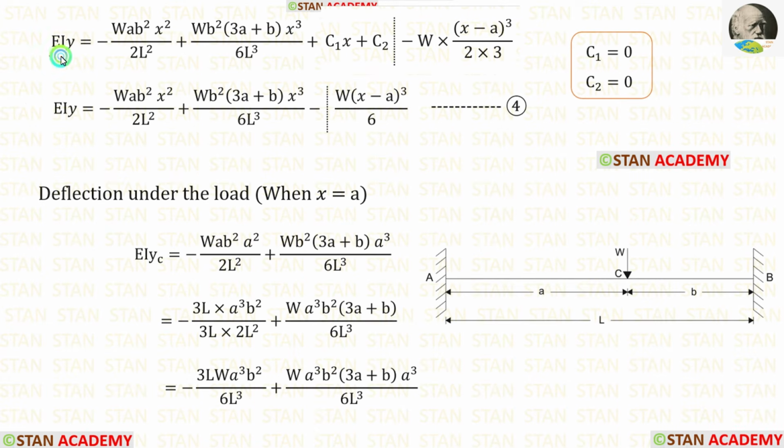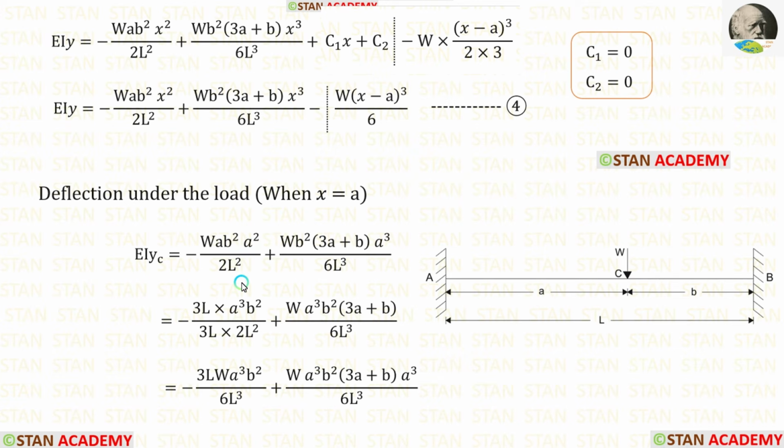In the EIy equation, let us apply the values of C1 and C2. When we do that, we will get this equation. Let us keep this as equation number 4. Now let us find the deflection under the point load W. Here the value of x is a, so instead of x, we have to apply a.